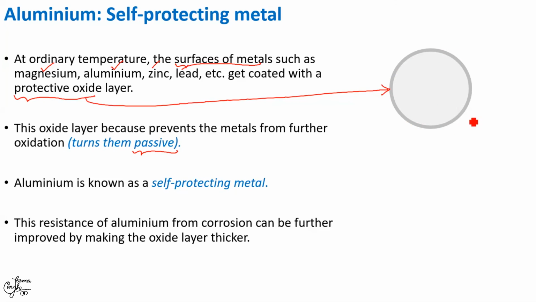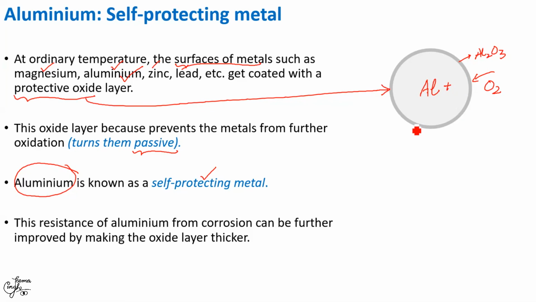We have studied this part quite a few times in our previous videos. This feature or property of these metals, especially aluminium, can be further enhanced artificially and put to good use. Let us understand how. Aluminium is known as a self-protecting metal because of its tendency to form a thin coating of aluminium oxide when it comes in contact with atmospheric oxygen. That means if this is a metal aluminium, when it comes in contact with atmospheric oxygen, it develops a protective coating of Al2O3.